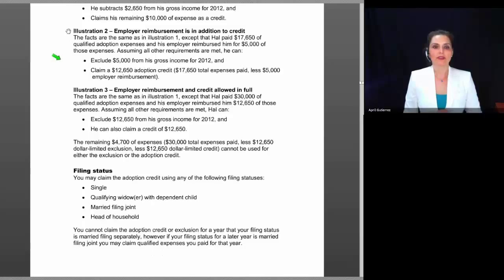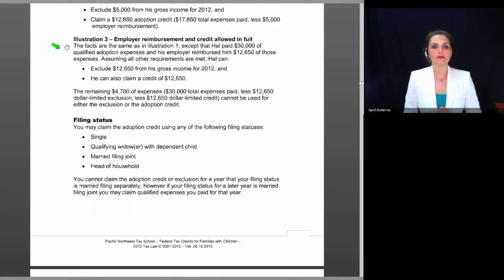In illustration number two, the employer reimbursement is in addition to the credit. In this illustration, the facts are the same as in illustration one, except Hal paid $17,650 of qualified adoption expenses, and his employer reimbursed him for $5,000 of those expenses. Assuming all other requirements are met, he can exclude the $5,000 his employer reimbursed him, and he can also claim a credit of $12,650.